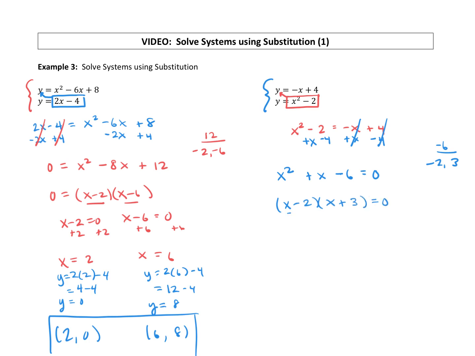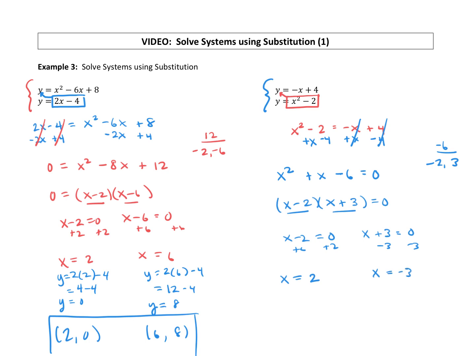Now we use our zero product property and we set each factor equal to 0. Let's go ahead and solve. We'll add 2, we'll subtract 3. So one of our values for x is a positive 2, and the other one is a negative 3.